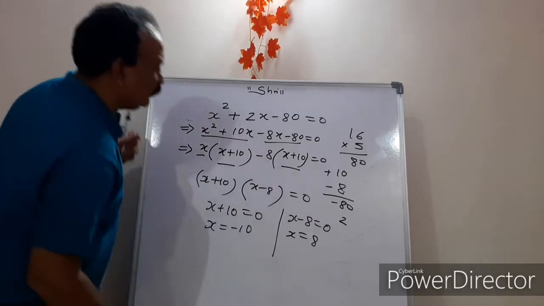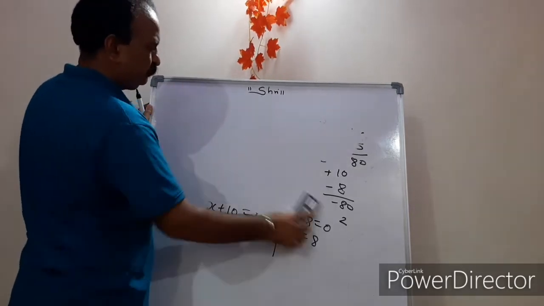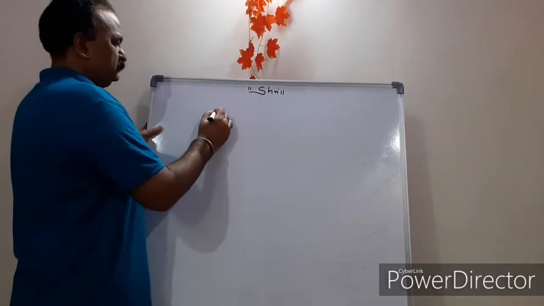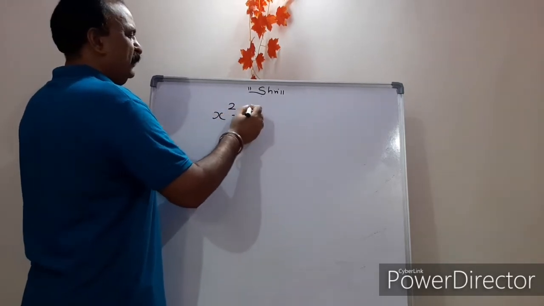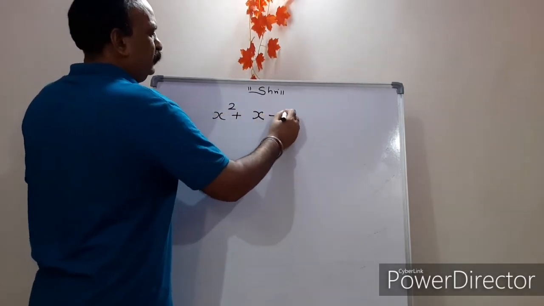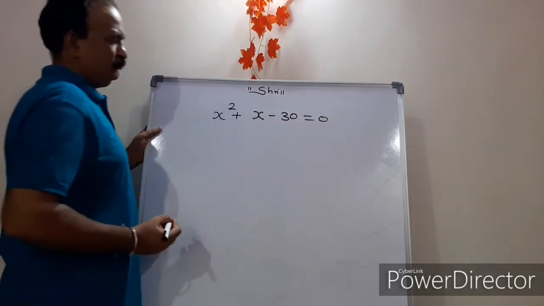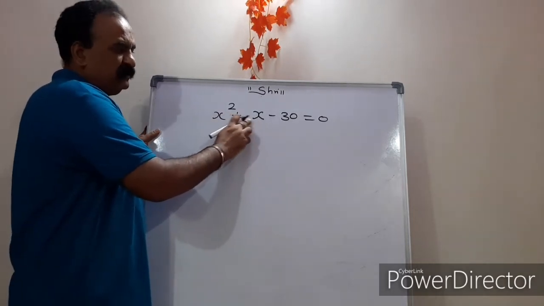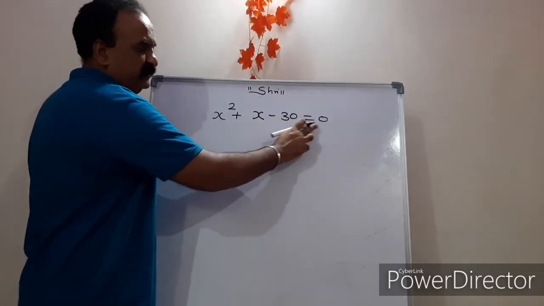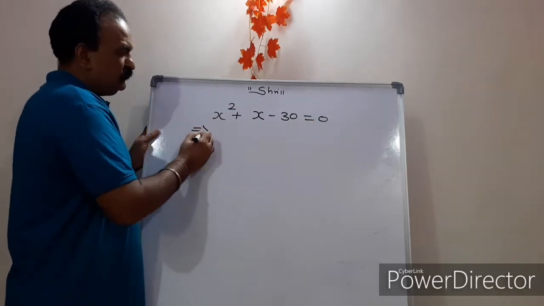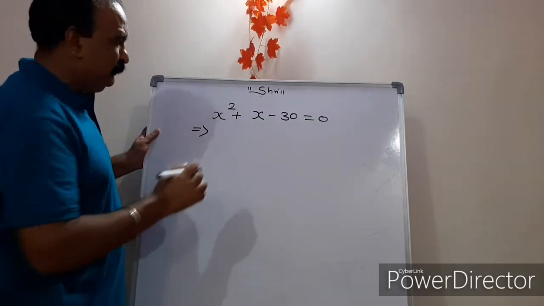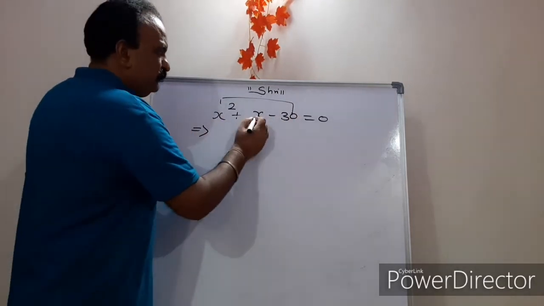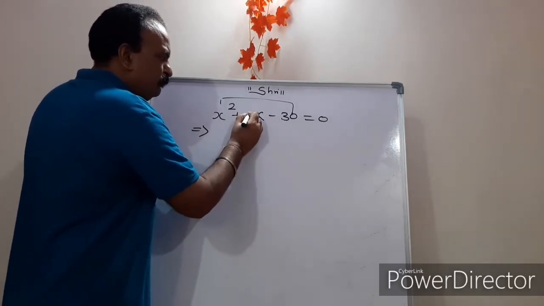Now, again the question I am taking: x square plus x minus 30 equal to 0. The coefficient of x square is 1 here, the coefficient of x is 1 here, and this is the constant term minus 30 equal to 0. Now my question is, what are those numbers? Their multiplication is 30 and plus or minus it gives 1.